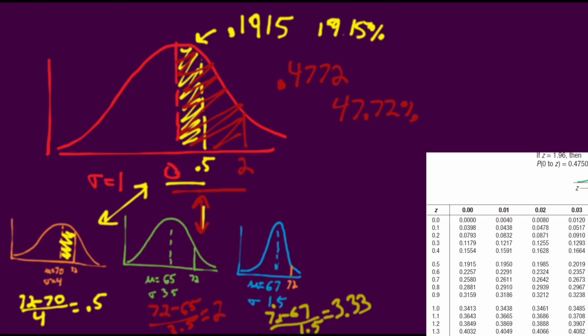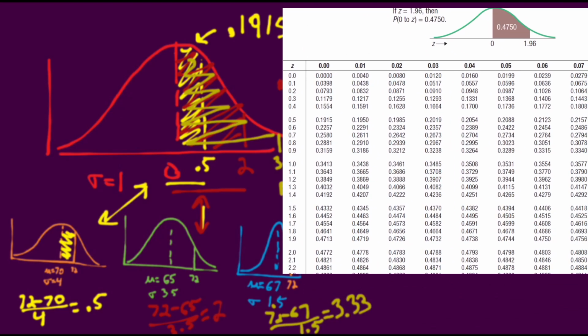So again, I know there's a lot getting drawn on this, but we now want to measure all the way out to 3.33. So we can assume that this is going to be larger, right? It's going to eat up more space, but how much more? Well, let's go look at the z table.